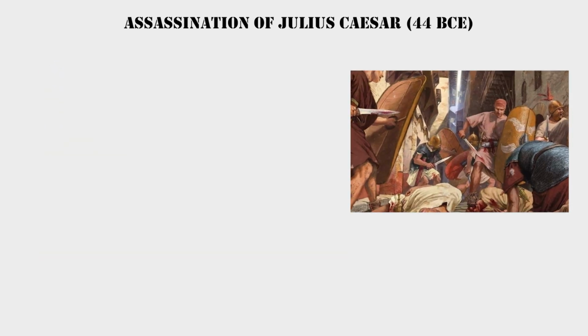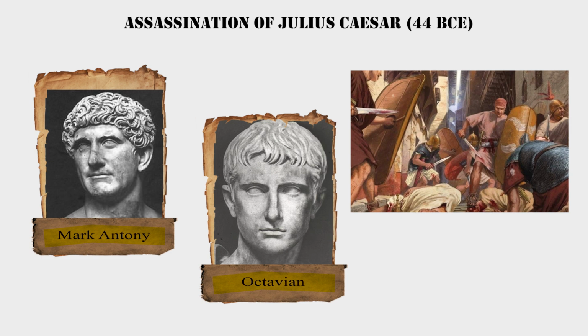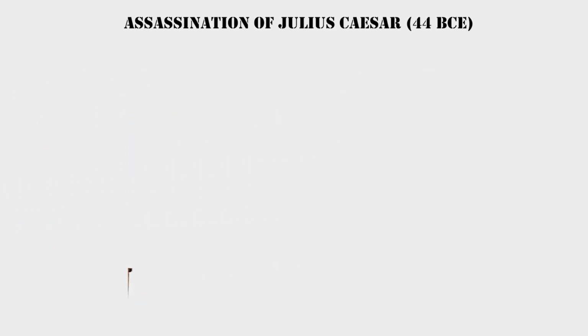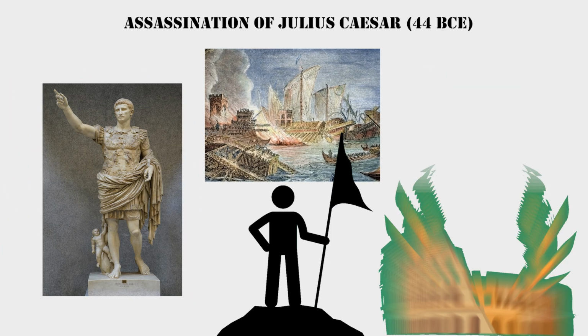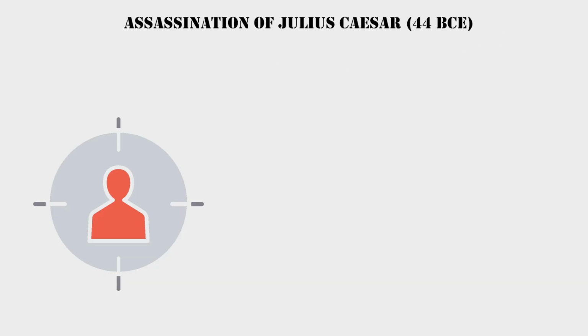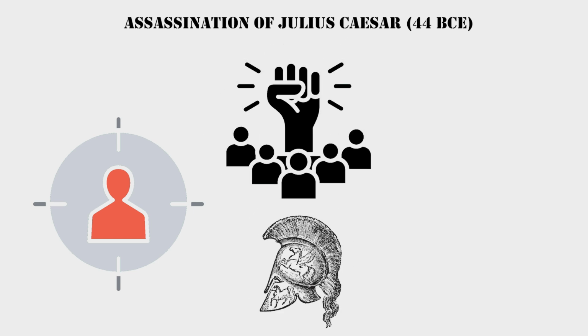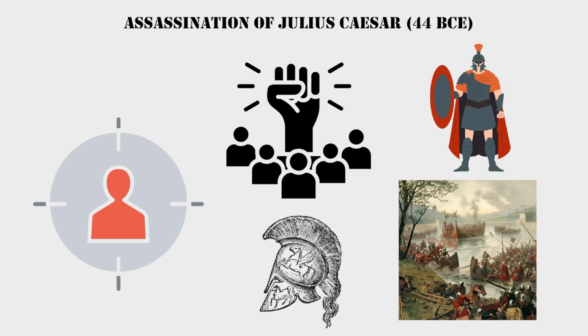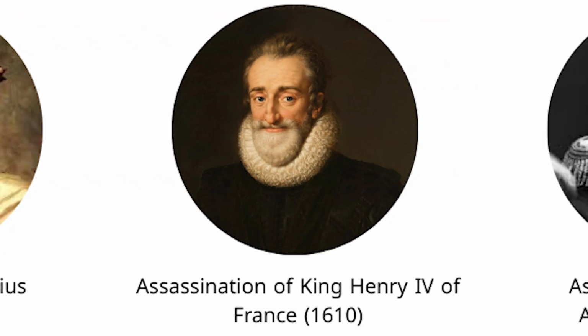Civil wars raged as Mark Antony, Octavian and other generals fought for control. Octavian's victory led to the birth of the Roman Empire, ending centuries of republican governance. Caesar's assassination not only reshaped Rome's political structure, but also intensified military campaigns abroad, as Rome sought to consolidate its new imperial order.